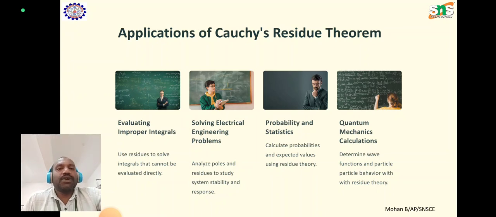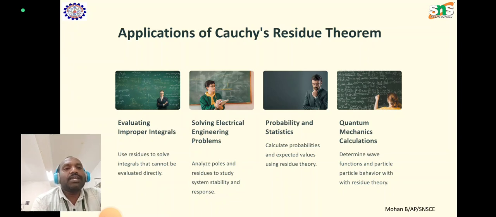First one is evaluating improper integrals. In these improper integrals, we solve integrals that cannot be evaluated directly. That is a very important thing about Cauchy's residue theorem: improper integrals cannot be evaluated directly, so we have to convert them into contour integrals. Then analyze poles and residues to study system stability and response.